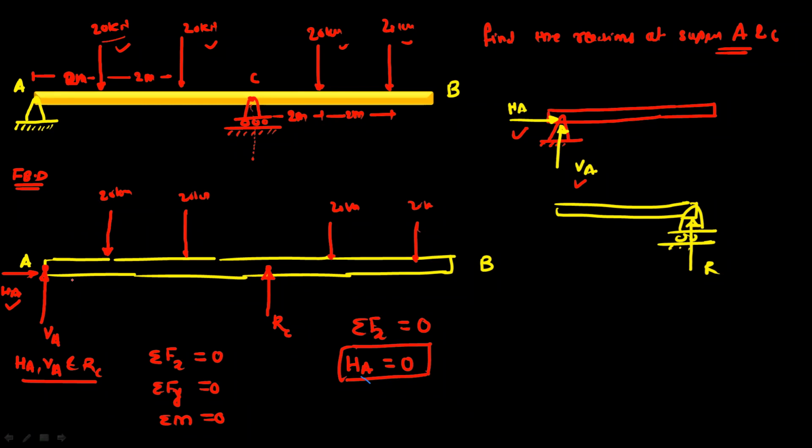So what is the reason HA is 0? Because if you observe the given diagram, there is no external force in the x direction, and therefore HA is 0.